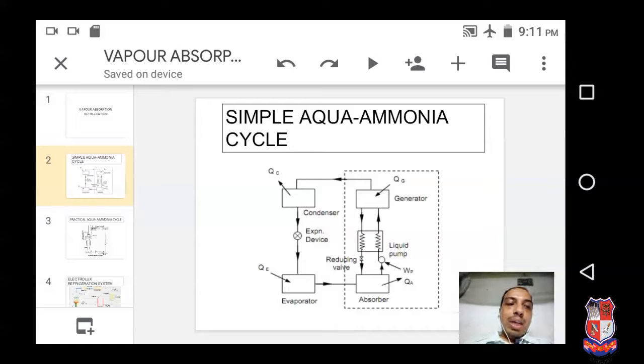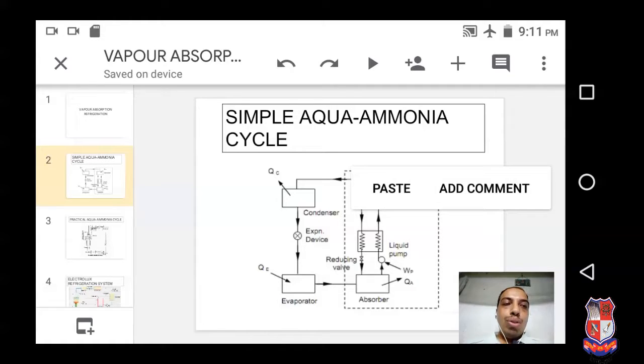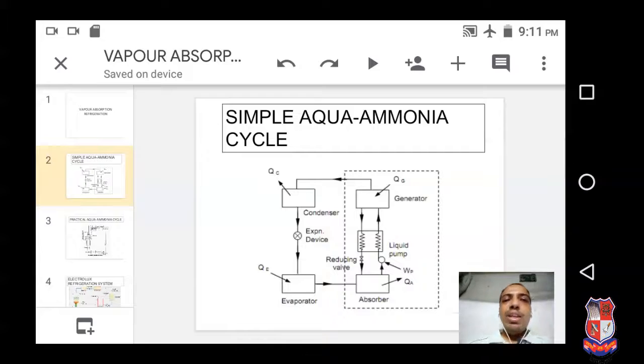Now this lean mixture passes through the heat exchanger and reducing valve to the absorber. Here the reducing valve is used to reduce the pressure. When we reduce the pressure, temperature will automatically reduce. So we are getting low pressure low temperature lean mixture at the entry of the absorber.